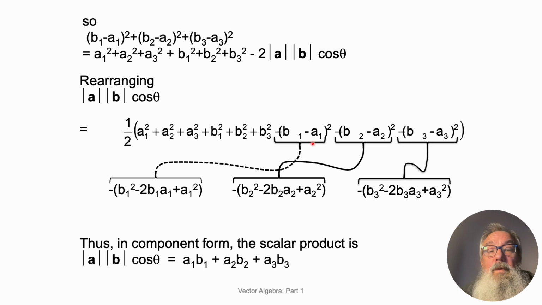Thus, in component form, we can cancel many things out here, and we see that the scalar product of two vectors A and B is equal to multiplication of the three components of each vector and sum them. It's very simple.